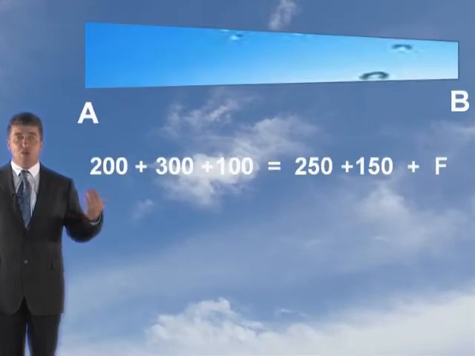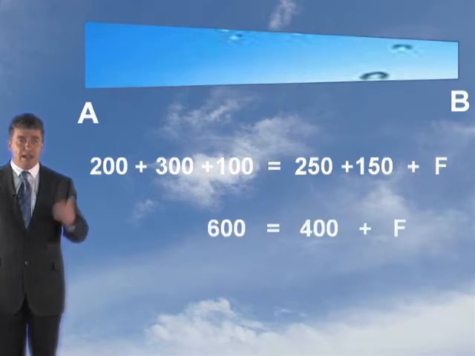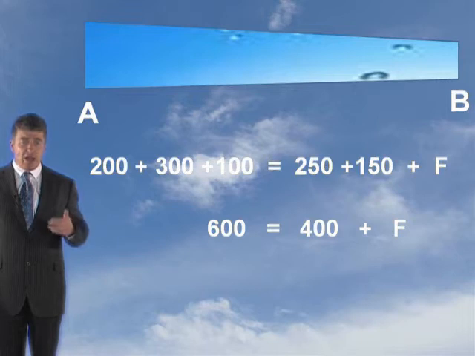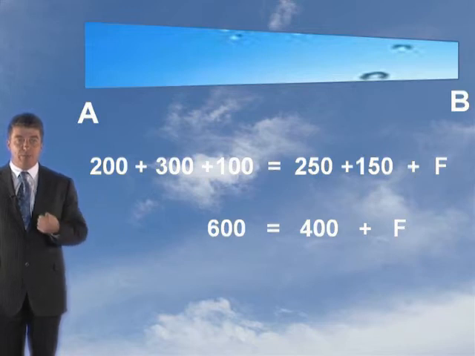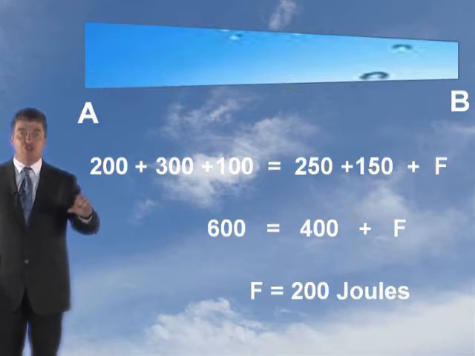For example, if A is 200 joules and B is 300 joules and C is 100 joules at point A, that gives you 600 joules. Now, what happens if you've got 250 joules at point D and 150 joules at E? What is the energy F? Well, it's 600 minus 250 plus 150, 400. It gives you 200 joules. The energy F is 200 joules.